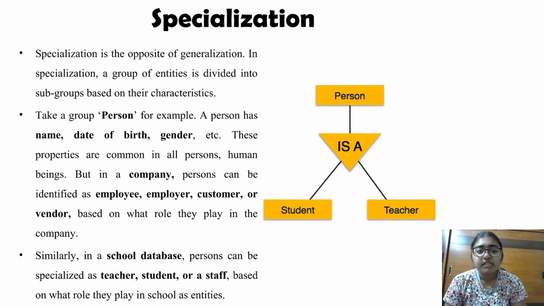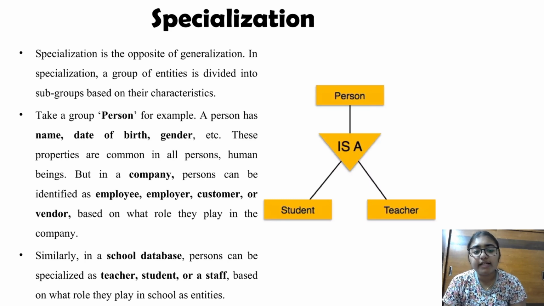Specialization. Specialization is the opposite of generalization. In specialization, a group of entities is divided into subgroups based on their characteristics. Take a group person, for example. A person has name, date of birth, gender, etc.